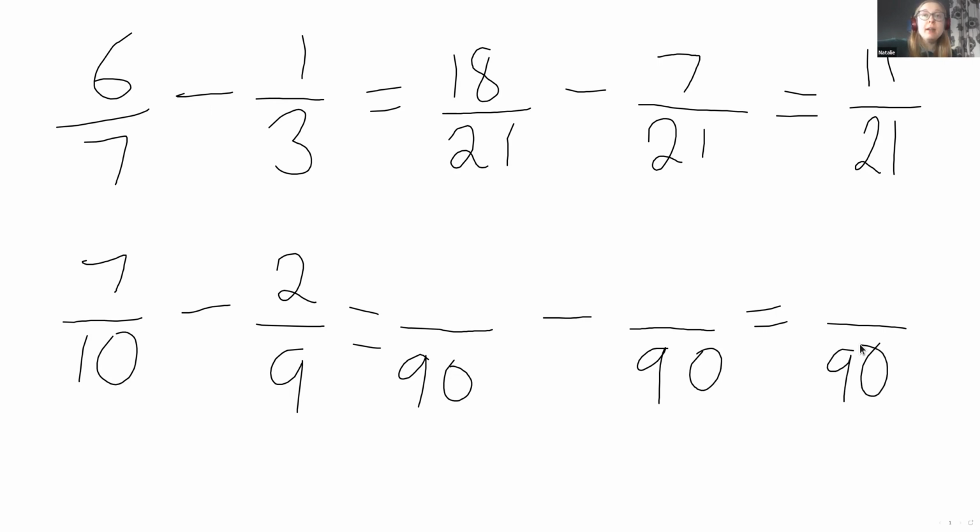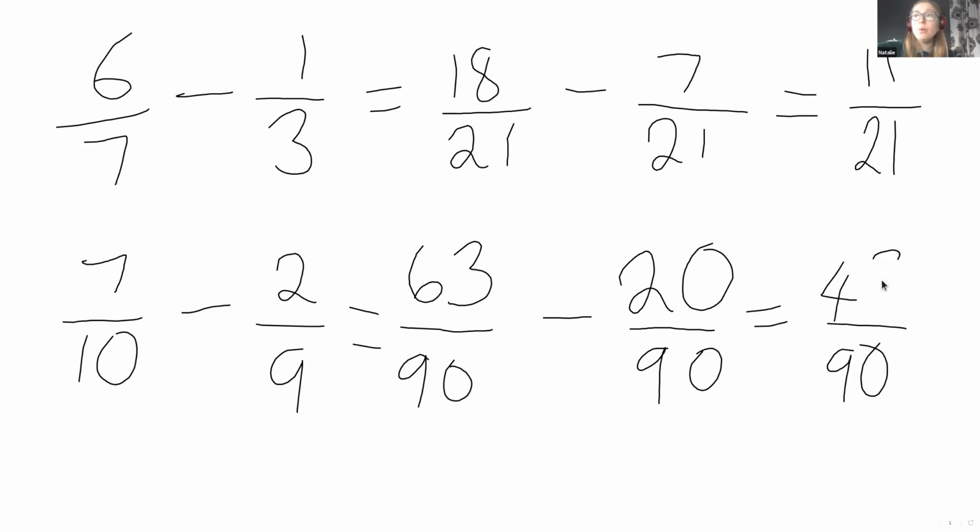I've times the 10 by 9 to get 90, so I times the 7 by 9 to get me 63. This is where our times tables come in super handy. I've times the 9 by 10 to get to 90, so I'm going to times the 2 by 10 to give me 20. I then do my 63, take away 20 to give me 43/90. Again, another strange looking answer.